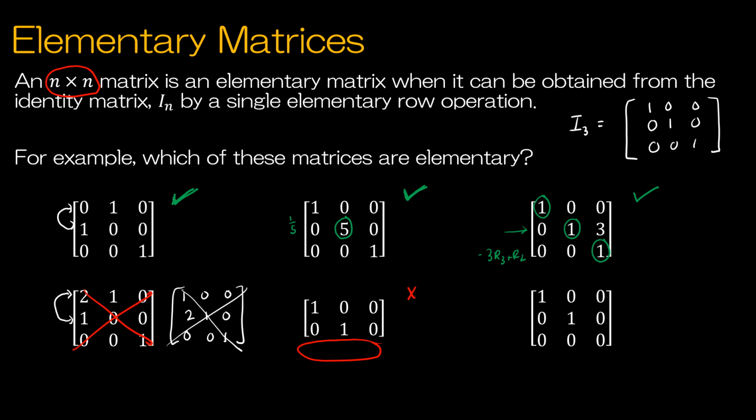Whereas our final example, notice we have a row of zeros. We'll never be able to get back to 0 0 1 with all zeros in that column. So this is not an elementary matrix.